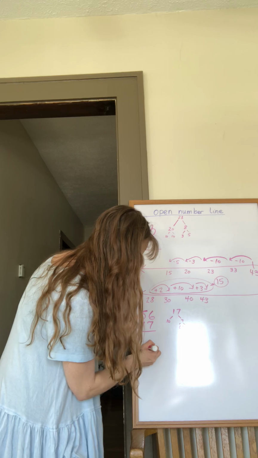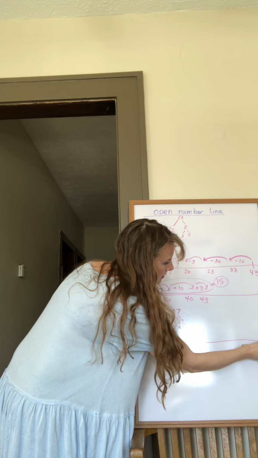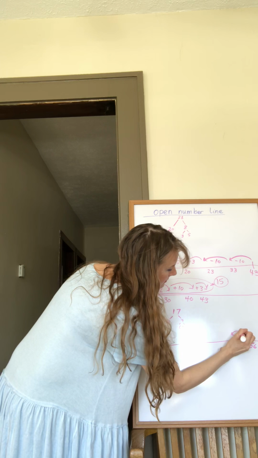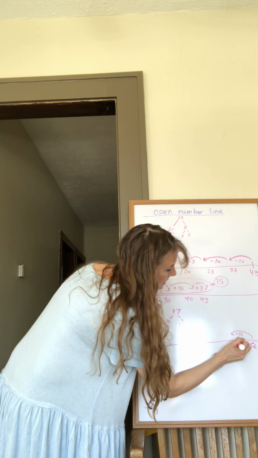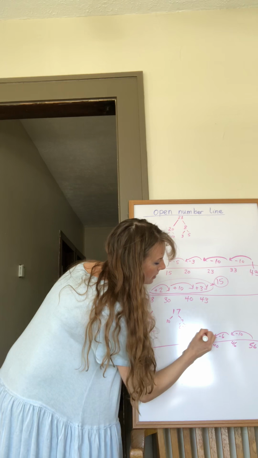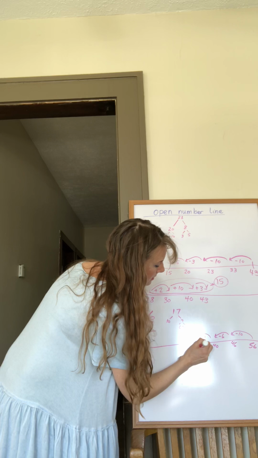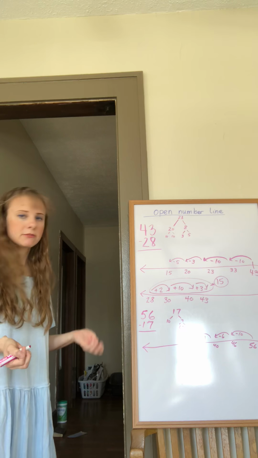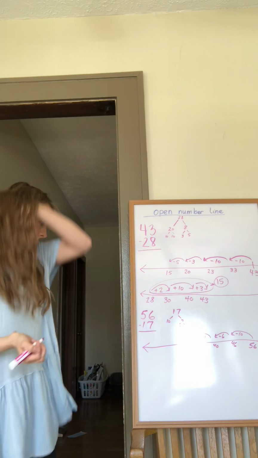Okay. So 56 minus 10 is 46. Minus 6 is 40. And minus 1 is 39, okay? And that would be the difference between the two numbers.